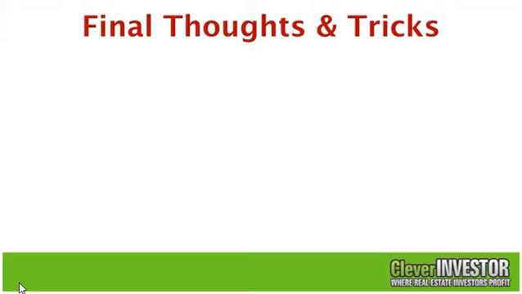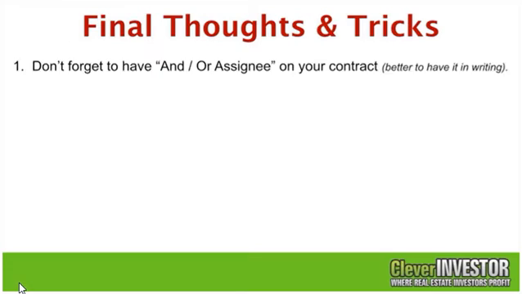So I want to leave you with some final thoughts, tips, and tricks. This is just some things I think about after 10 plus years wholesaling hundreds and hundreds and hundreds of houses. Tip number one is, even though in some states, being able to assign a contract is just kind of assumed, and in some states you don't even have to write it down, my rule of thumb is always write down "and or assignee" on your contracts, okay?